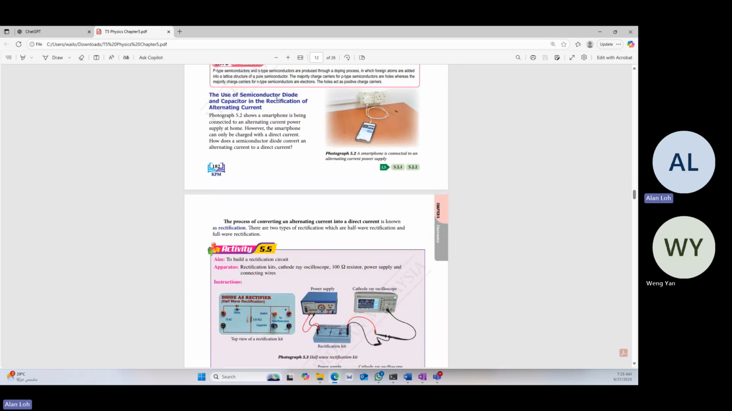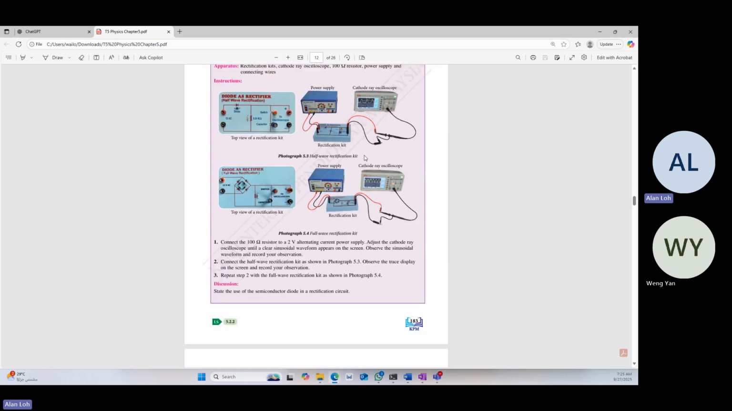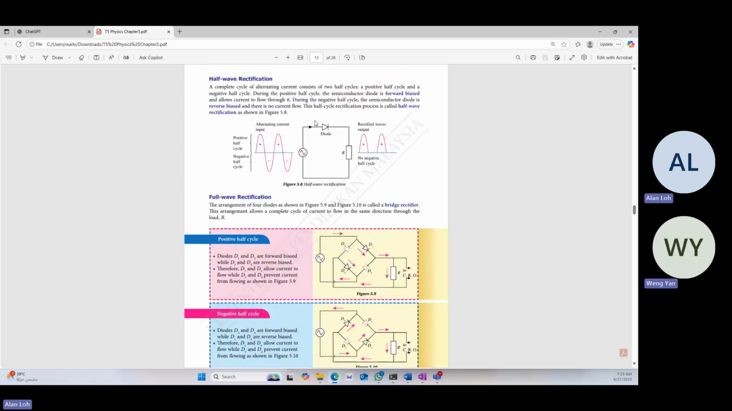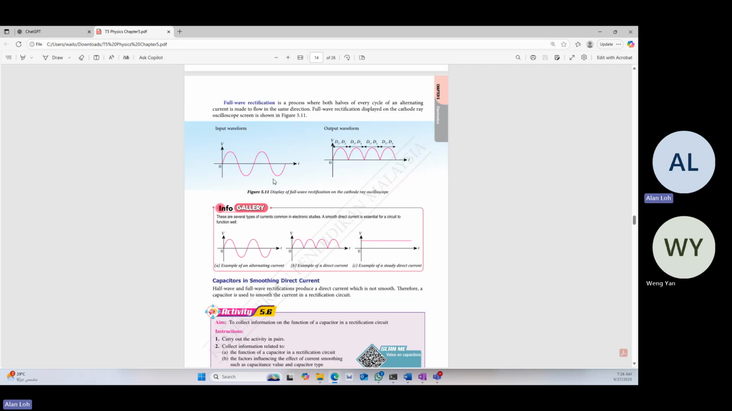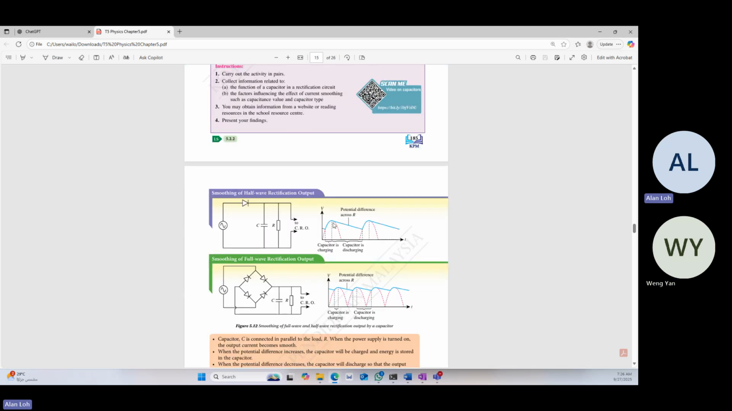Then the function of the semiconductor, so that your smartphone can be charged using the rectification process, where you have half wave using 1 diode, or you have full wave using 4 diodes. You have 2 types: positive and negative half cycles. And this is the capybara. The capybara is helping us to make this line as straight as possible.